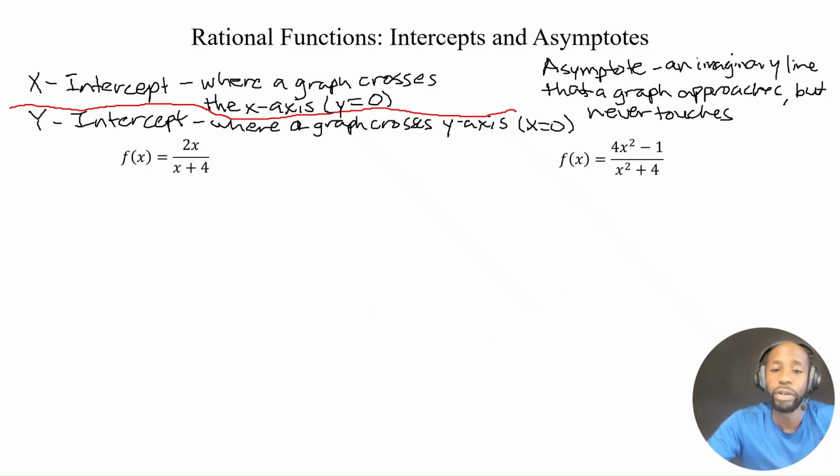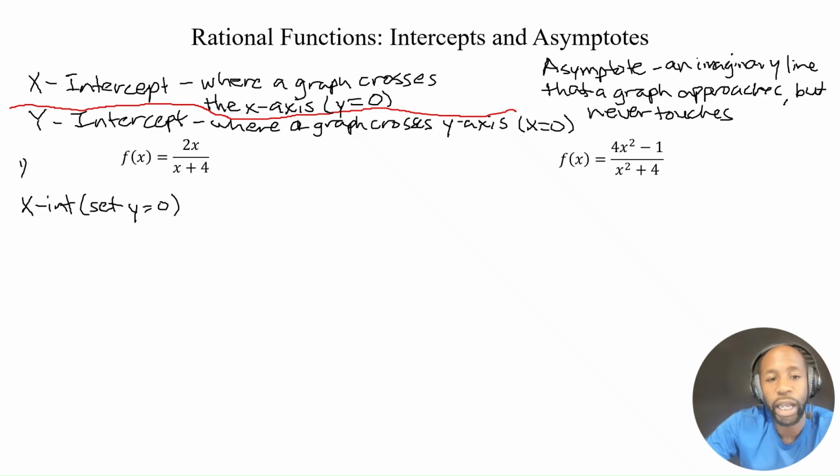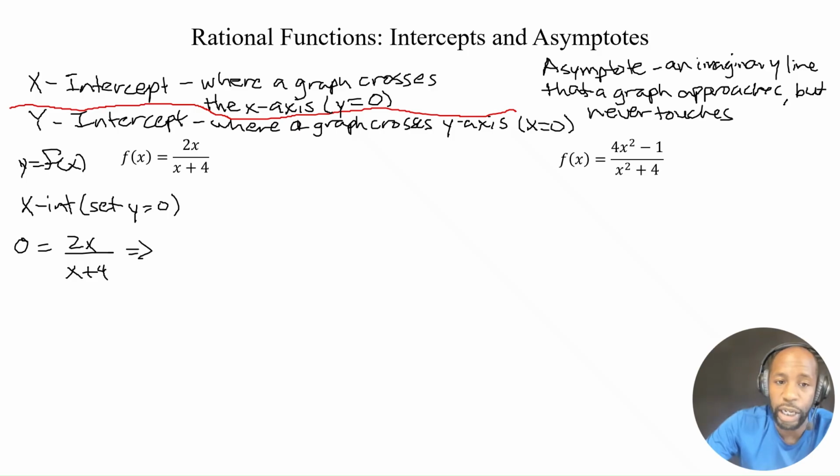Now let's talk about how to find intercepts and asymptotes. Let's look at f of x equals 2x over x plus 4. First, let's find the x-intercept. That means we set y equal to 0. Remember, y equals f of x, so set f of x equal to 0. So 0 equals 2x over x plus 4. We cross multiply, so that ends up being 0 equals 2x. Divide both sides by 2, and the x-intercept is x equals 0.